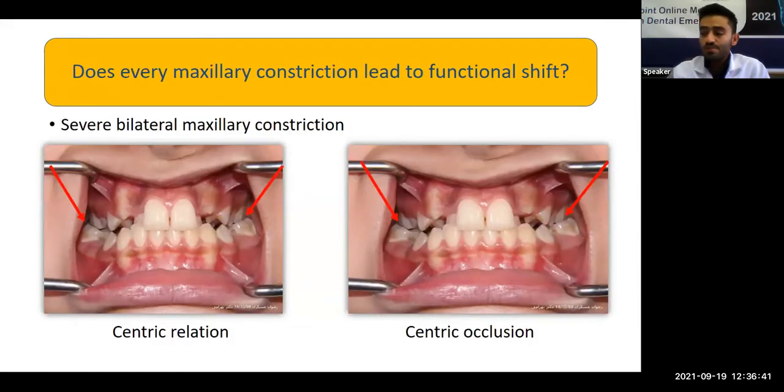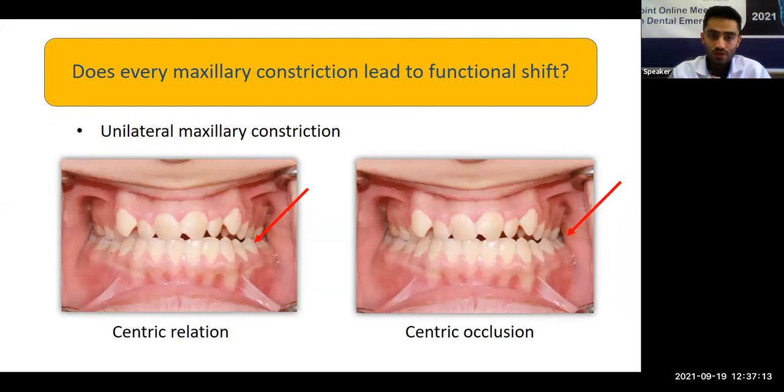Here we have an important question. Does every maxillary constriction lead to functional shift? Definitely no. Greater maxillary constriction may allow the maxillary posterior teeth to fit inside the mandibular teeth. So in this situation, there is no deviation, there is no interference, and the patient feels comfortable both in CR and CO. Look at the occlusion in the CR and CO. Both of them are identical. No mandibular shift, no midline shift, and everything is just the same.